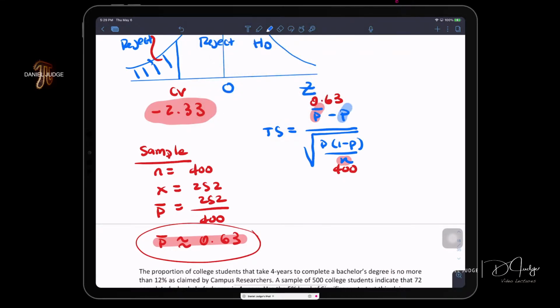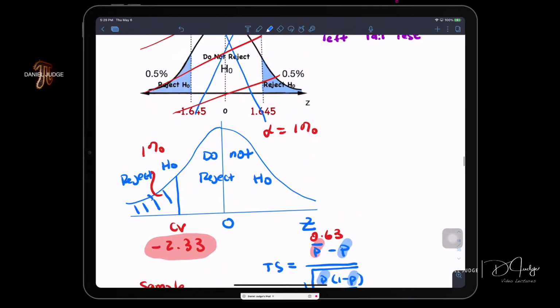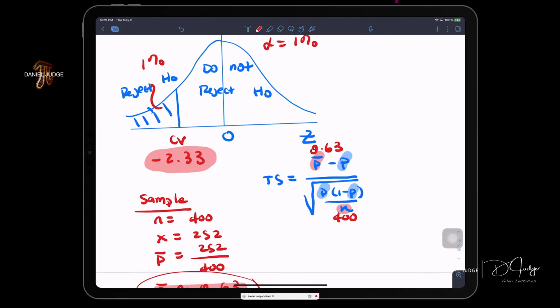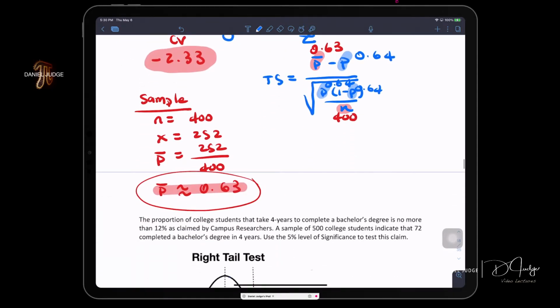P, though, you say, what's my P value? Go back to your hypothesis setup. You see, when they say this phrase, P is greater than or equal to, right in here, it's the claim, but that means P is greater than or equal to 64%. There's your P. So you'll put 64% right here. And you'll put 64%. But let me remind you, I always write it down again. 63 minus 64.